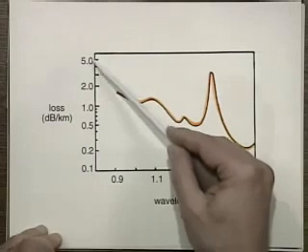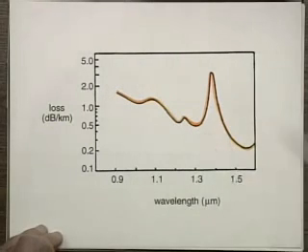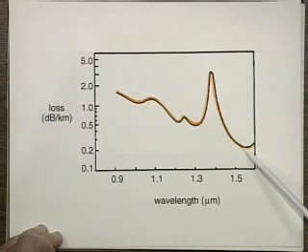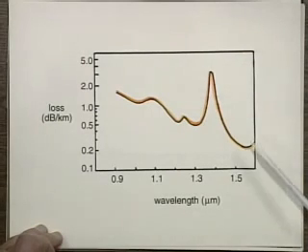So you're boxed in on one side by Rayleigh scattering. The other side, going up, is the material absorption, and that's why you have the lowest loss around here. And that's about the best you can do.